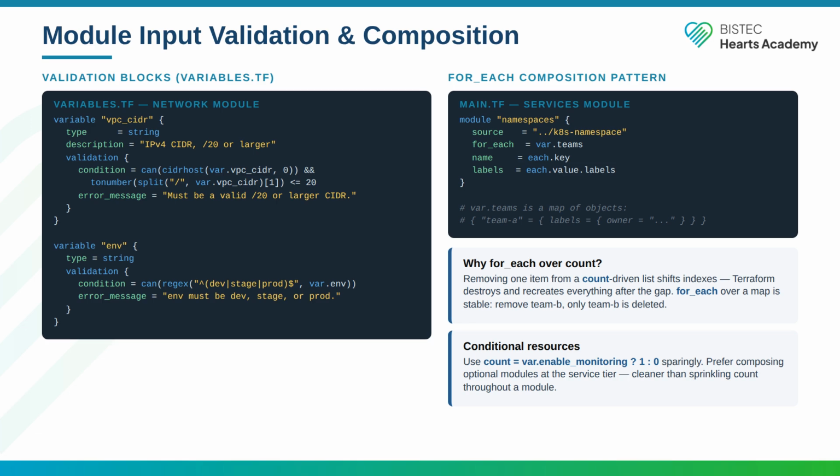Composition with for_each over a map of objects eliminates repetitive module blocks. Instead of 3 identical module blocks with different names, you drive the instantiation from a map. Adding a 4th team is a single map entry. Importantly, for_each addresses resources by key rather than index, so removing or renaming one entry does not rebuild everything after it, unlike count-based loops.